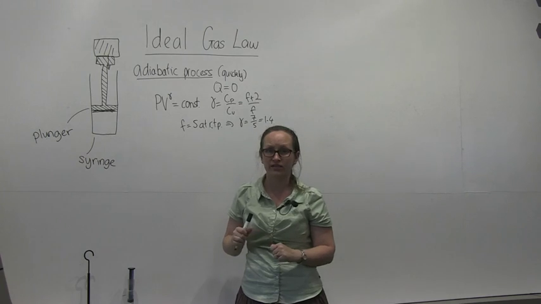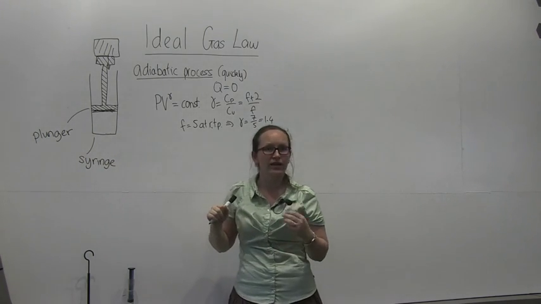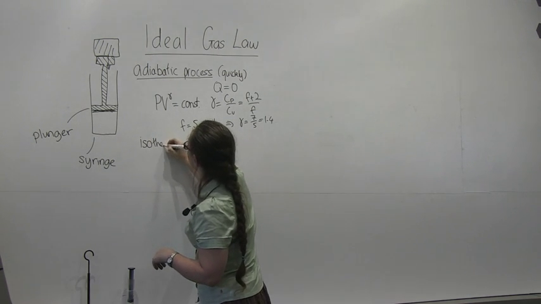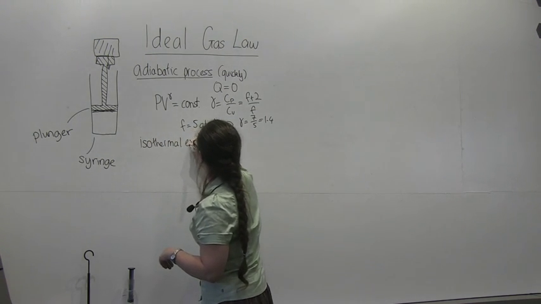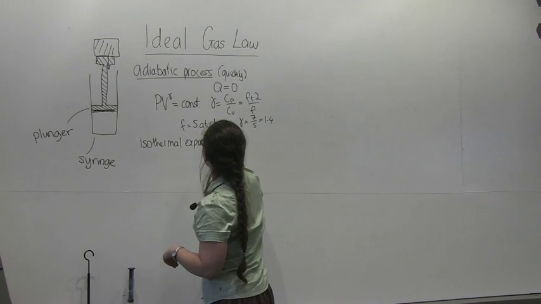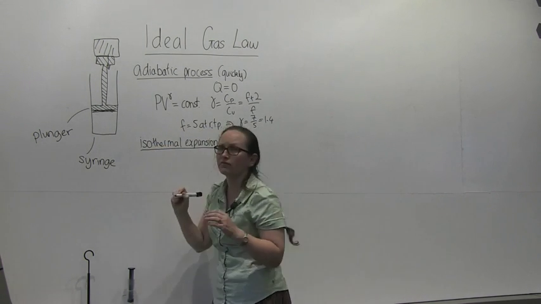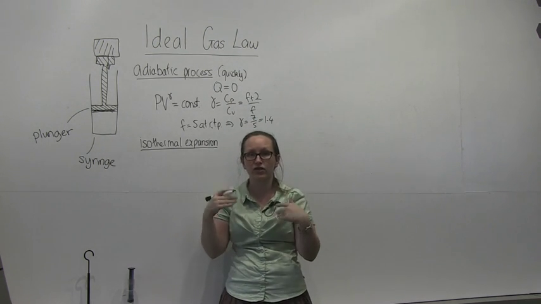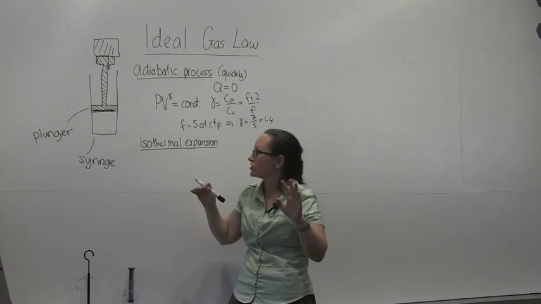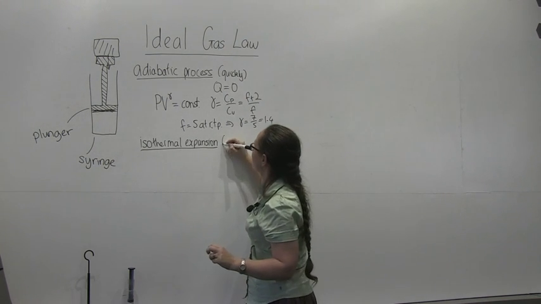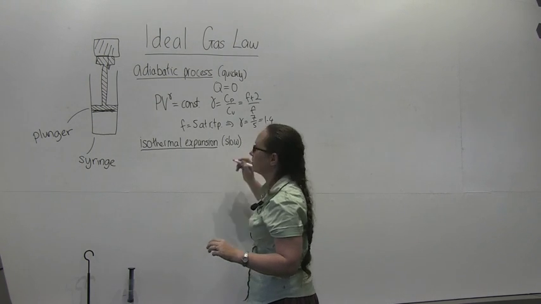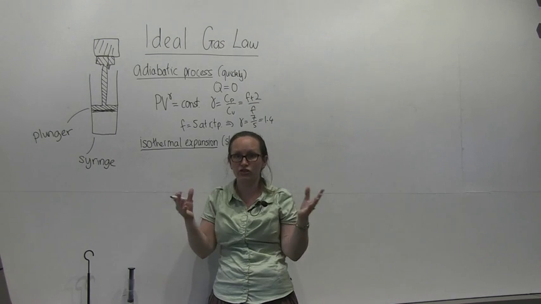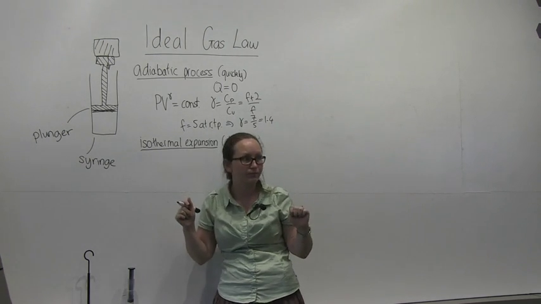Now, another process that you're going to be looking at in this cycle is an isothermal expansion. All of part 1 was isothermal because we were giving it time to come to thermal equilibrium with the surroundings. So isothermal processes tend to be slow because this allows time for the heat to be transferred and for everything to reach the surrounding temperature.